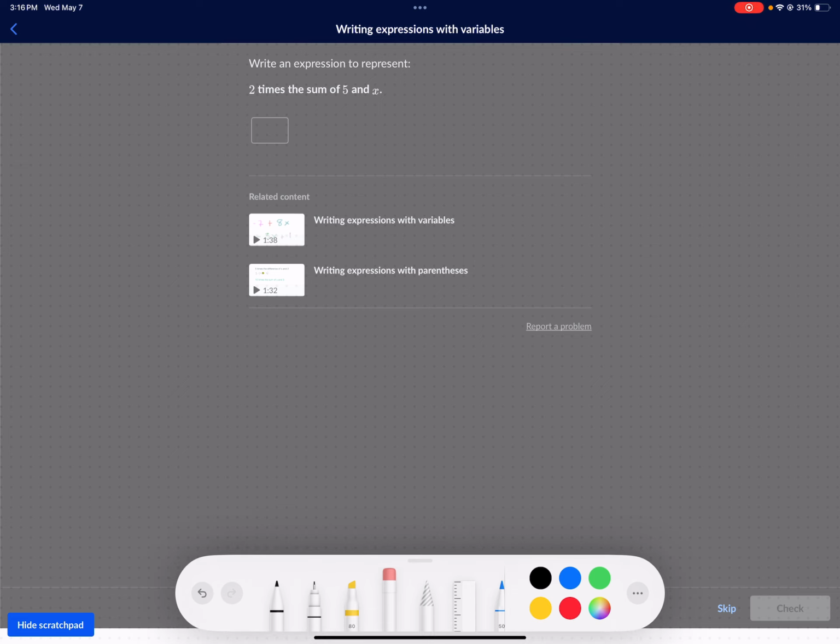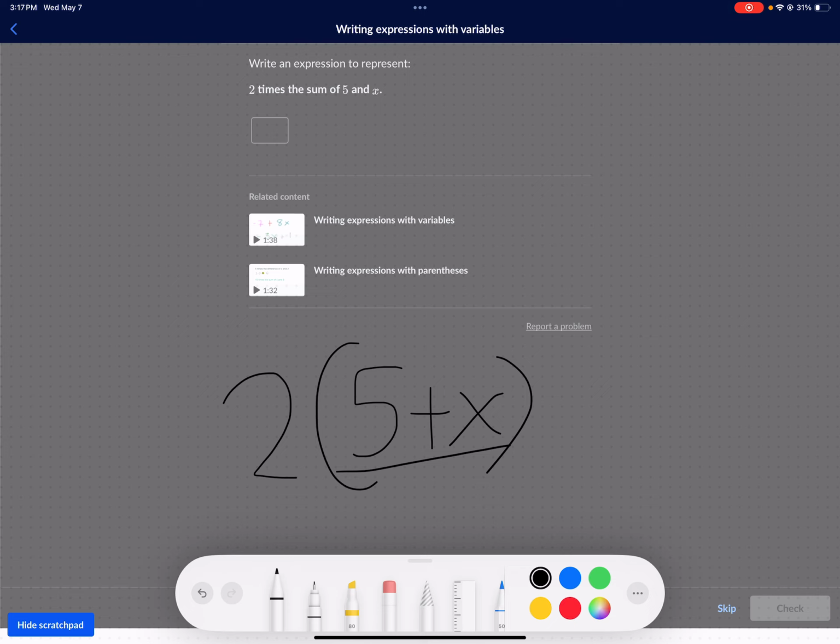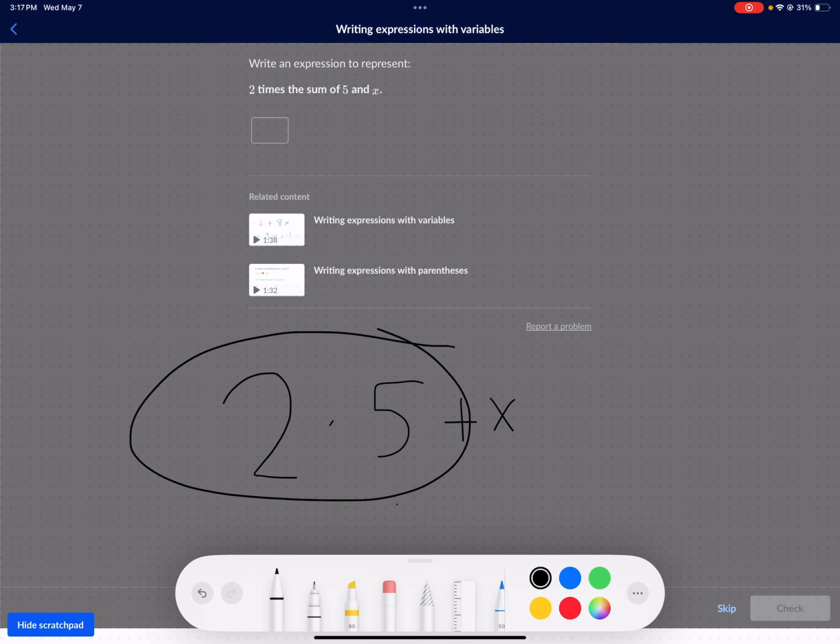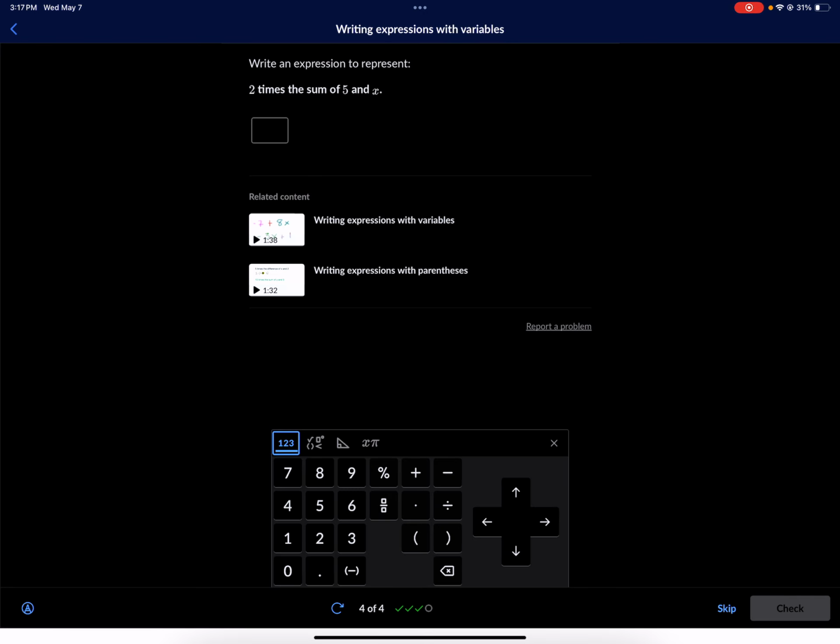Okay, so 2 times the sum. So we have 2 times, now be careful. We want the sum of 5 plus x, so we want this to go in here. We don't want to say, oh, 2 times 5 plus x. This would be wrong because we will be multiplying these together to get 10 plus x. So make sure to put your parentheses.